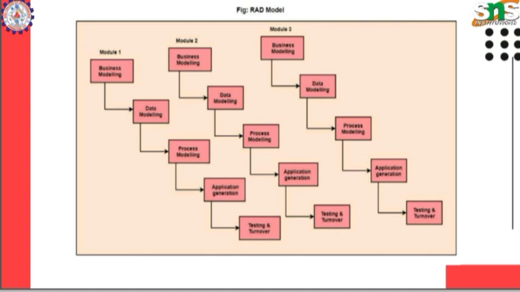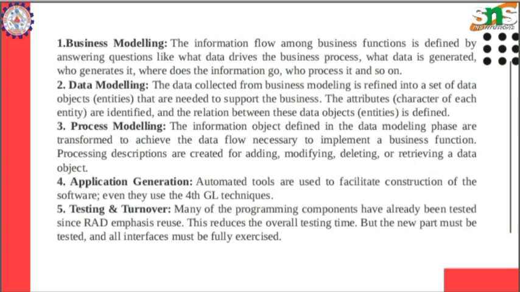The first phase is business modeling. In business modeling, the information flow among the business functions is defined by answering questions like what data drives the business process, what data is generated, who generates it, where does the information go, who processes it, and so on. Next is data modeling.